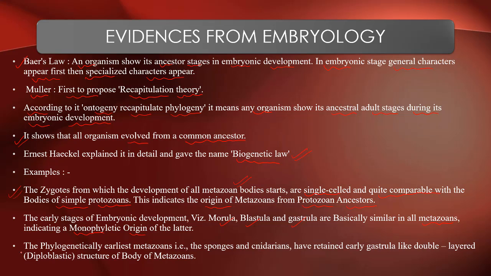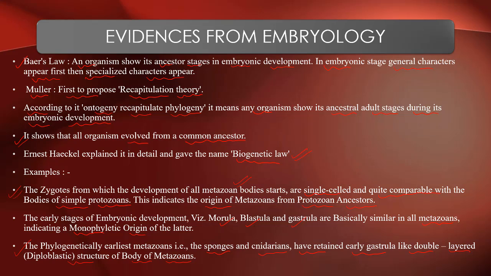The phylogenetically earliest metazoans are the sponges and cnidarians. Kingdom Animalia has been divided into parazoans and metazoans. The earliest metazoans include sponges, which have a cellular grade of organization, and cnidarians. Both sponges and cnidarians don't have mesoderm; they have a diploblastic stage, retaining the early gastrula-like double-layered diploblastic structure of the body of metazoans. So in metazoans, the earlier embryological stages show diploblastic development.